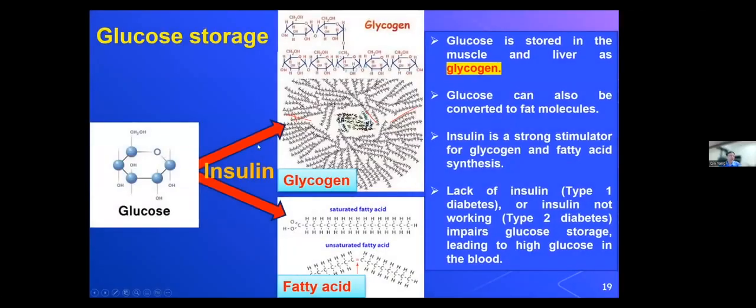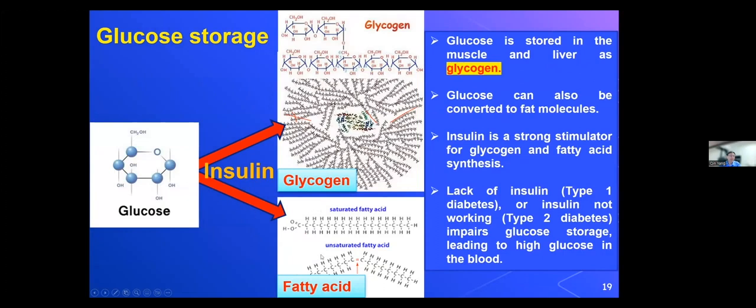The storage is a large molecule called glycogen. So you can see a lot of branches. Every small dot is one molecule of glucose. So glucose is accumulated to become a very large molecule called glycogen. Glycogen is stored in the liver and muscle, and when you need it, it is released.